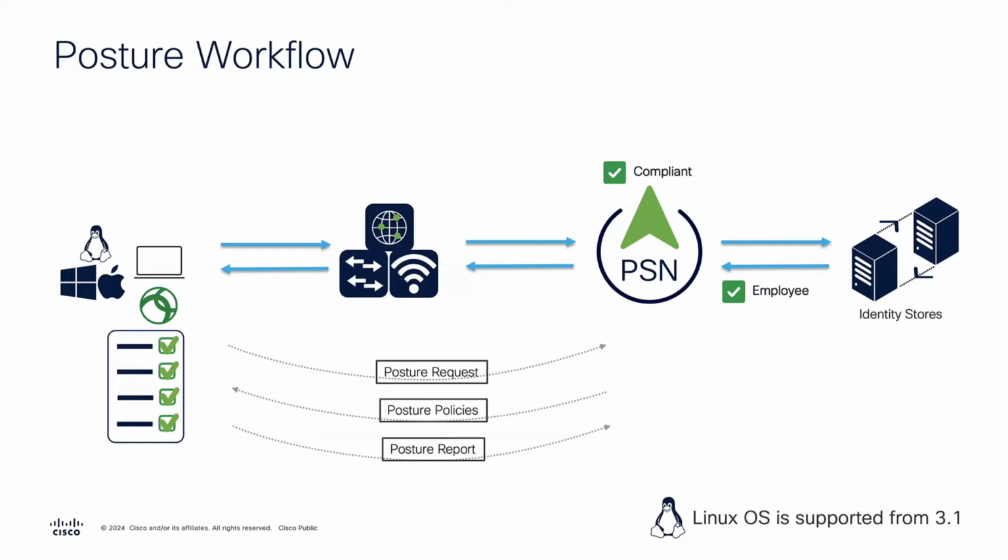This is where the posture status gets changed from unknown to compliant, or it might even become non-compliant as well. So whenever there is a change in the posture state of the endpoint, that's when the posture service sitting on the PSN is going to issue the CoA to the endpoint so that it gets compliant or non-compliant access accordingly.